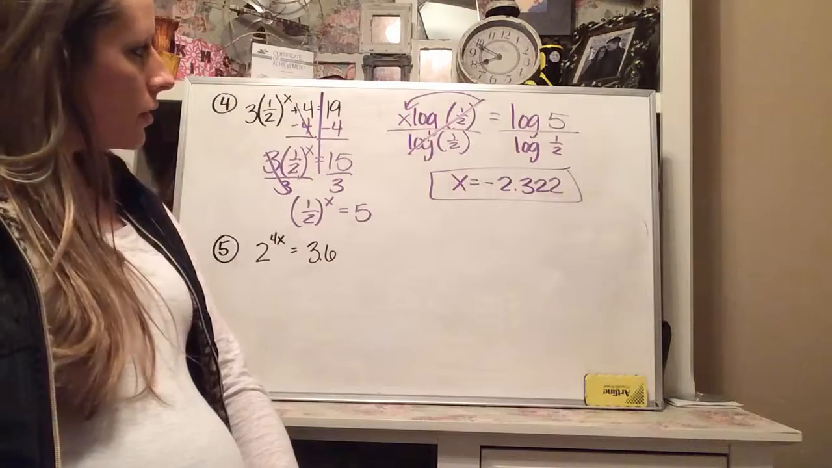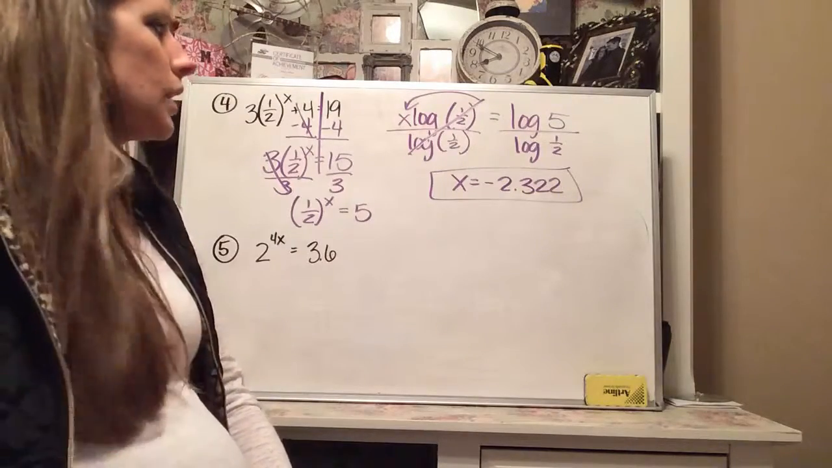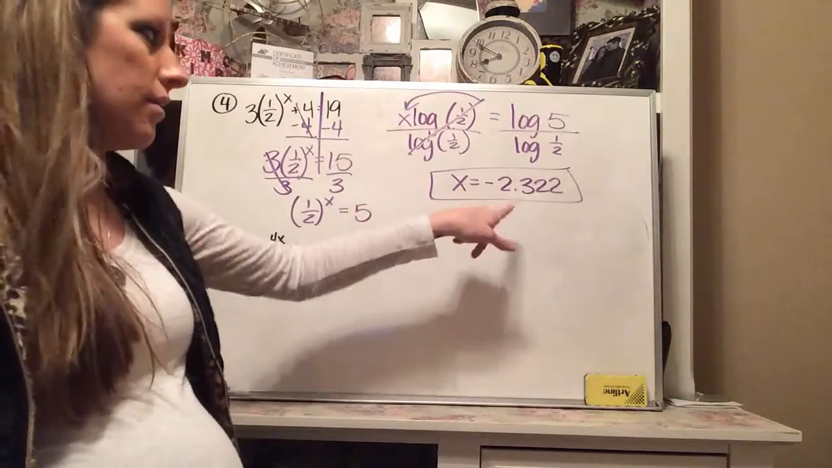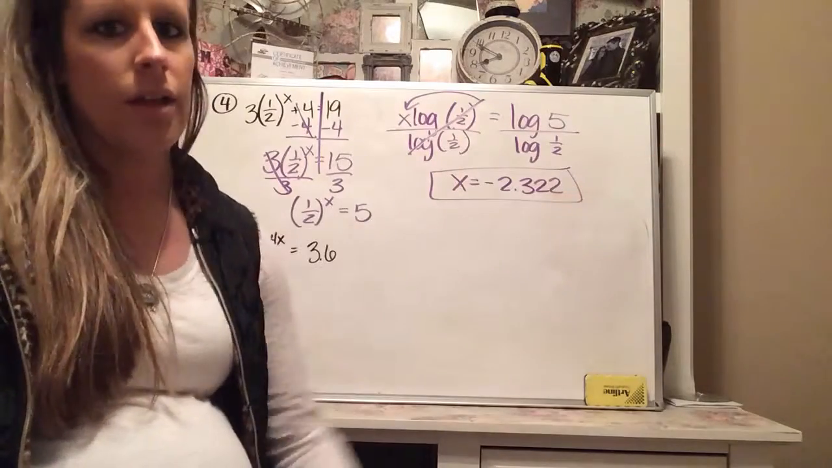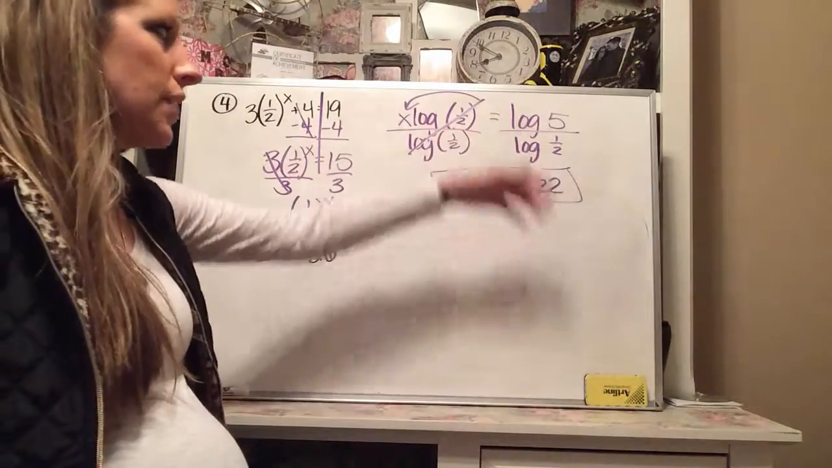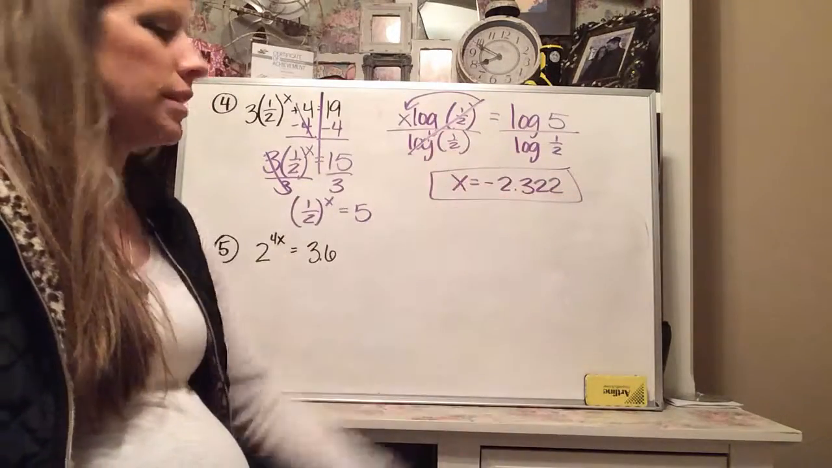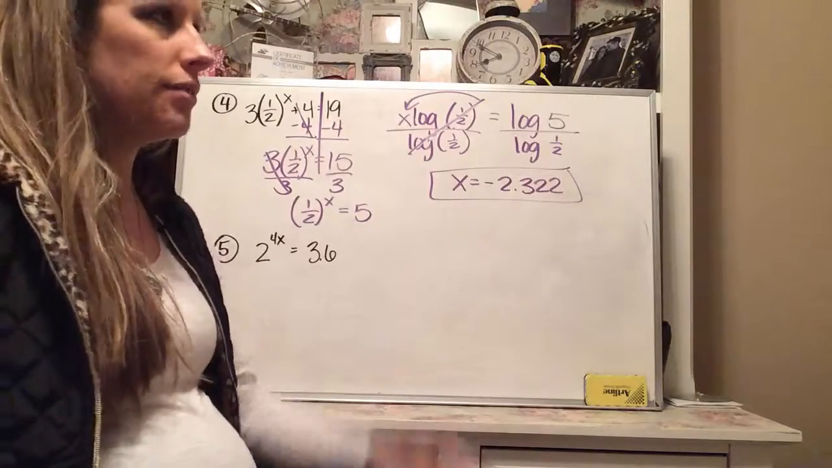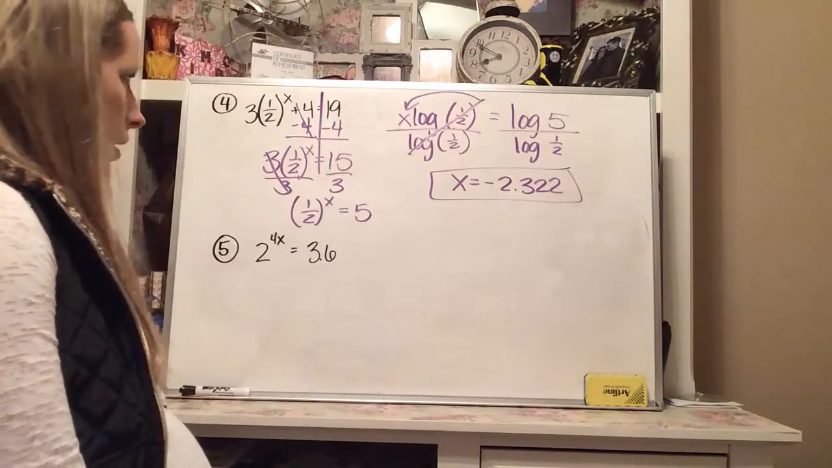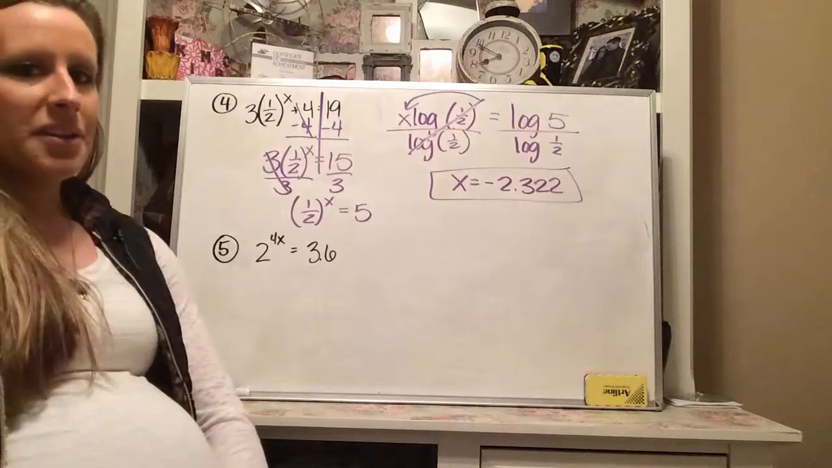Okay, it's okay to have a negative answer. Alright? Because we aren't taking the log of a negative. But whenever we divide these, we do get a negative number. So it's okay. It's not wrong.